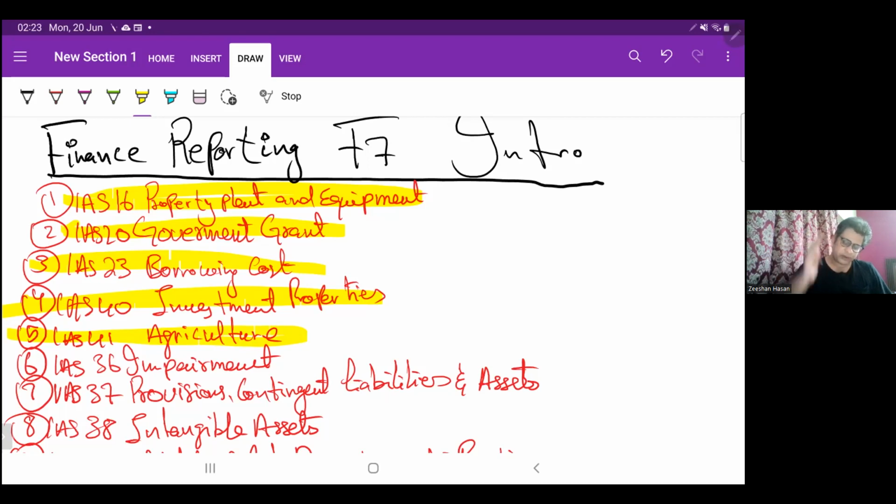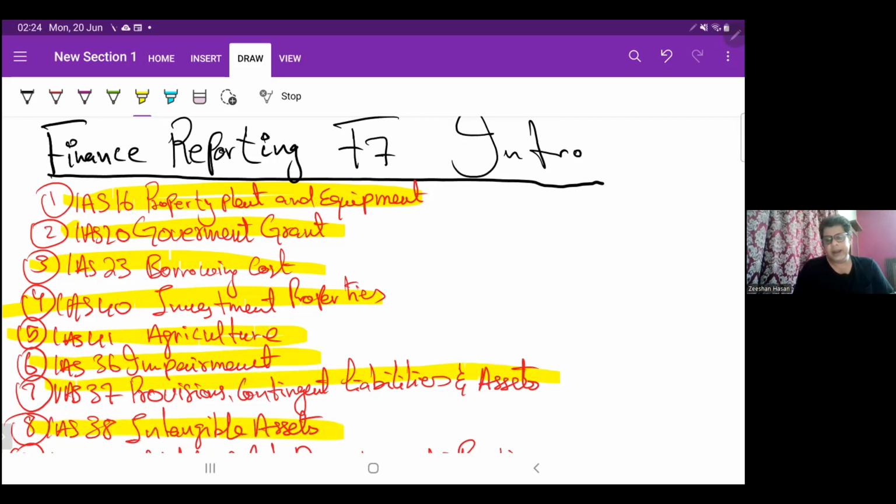IAS 37, provisions, contingent liabilities and contingent assets. What are provisions? When to recognize provisions? The conditions for provisions. What are contingent assets and contingent liabilities? What is the criteria for the restructuring provision? What is the criteria for onerous contract provisions? All will be done here.